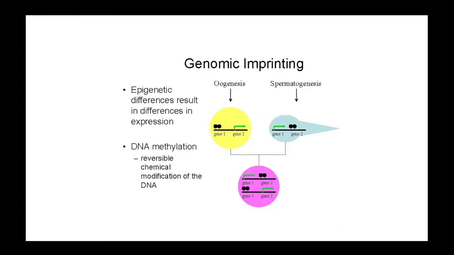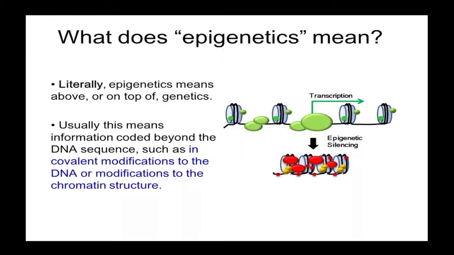So genomic imprinting includes epigenetic differences that result in differences in expression and DNA methylation. This is a reversible chemical modification of DNA. Literally, epigenetic means above or on top of genetics. Usually this means information coded beyond the DNA sequence, such as covalent modification to the DNA or modification to the chromatin structure.